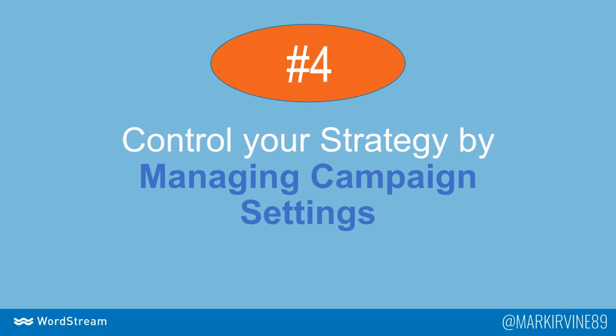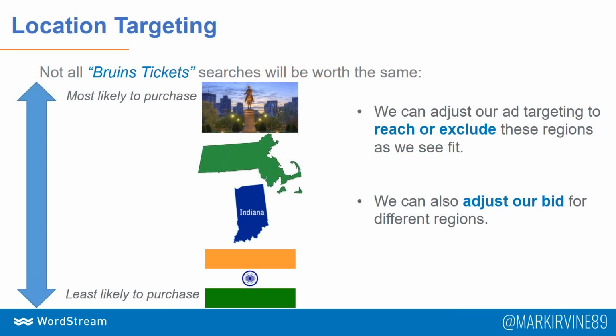And now the more strategic stuff, controlling your strategy, you can be managing that within your campaign settings. And so with AdWords, obviously, Google and the world is a large place, but there's a lot of things we can do within Google to get more specific to who might actually be purchasing from us. And so we know that if I was selling Bruins tickets, not everyone who's searching for Bruins tickets is going to be worth the same.